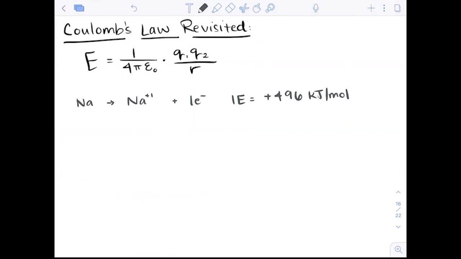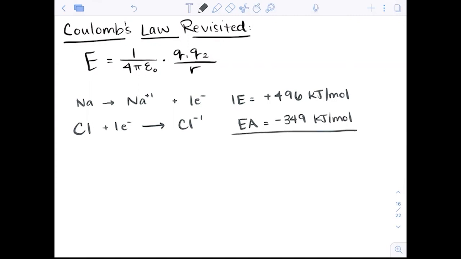Yes, it's favorable, but it still costs energy to pull that electron away from the nucleus because opposites attract. For chlorine to gain that one electron and become chlorine minus one, that is electron affinity. That releases 349 kilojoules per mole.